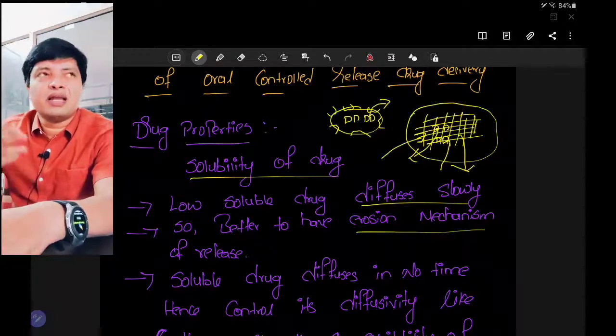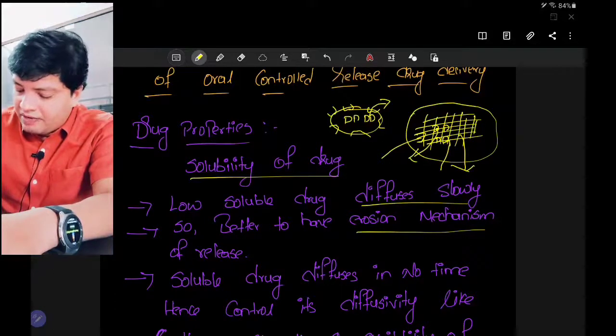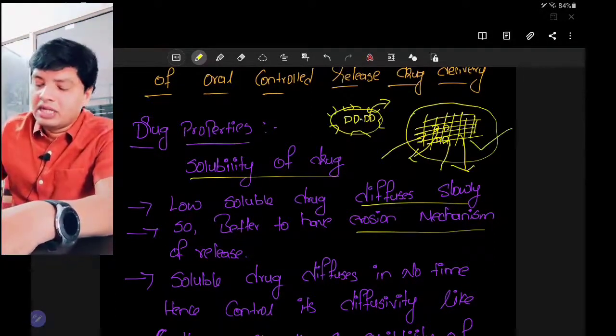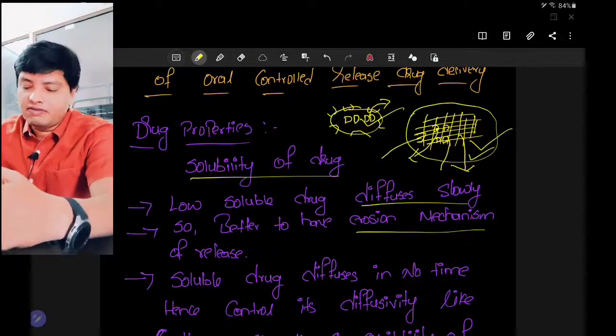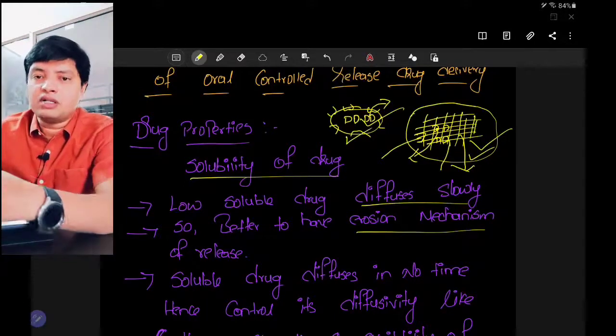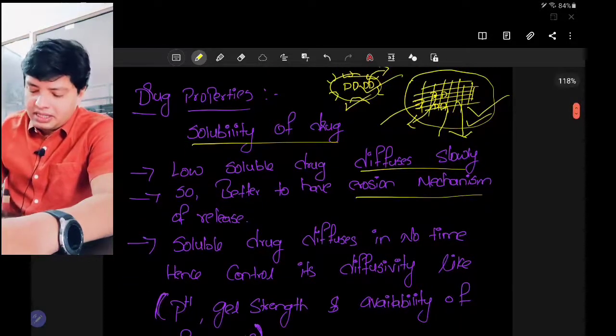So there is an erosion mechanism. Okay, there will be an erosion mechanism. From this the drug will come out. So there are two mechanisms: one is swelling and the other is erosion. If your drug is soluble, then it is better to go for the swelling mechanism of drug release. If your drug is not soluble, then in such a case you can go for the erosion mechanism. That is what is being discussed here.